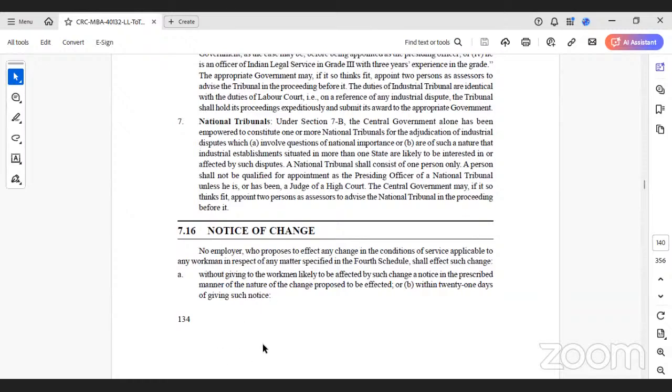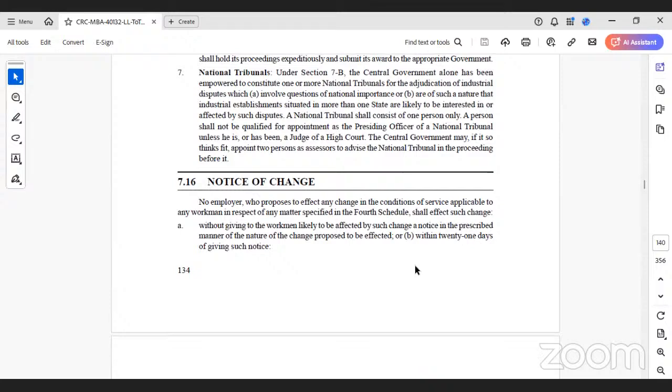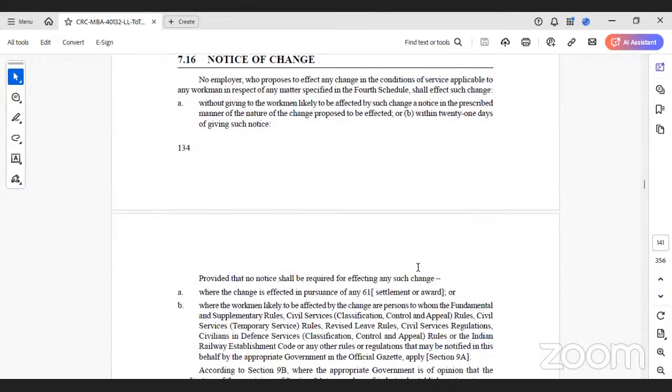And no employer who proposes to effect any change in the conditions of the service applicable to the workman in respect of any matter specified in the Fourth Schedule shall effect such change without giving the workman a notice which prescribes the change, the matter of the change proposed, and within 21 days of giving such notice, the proposed change cannot be applicable.